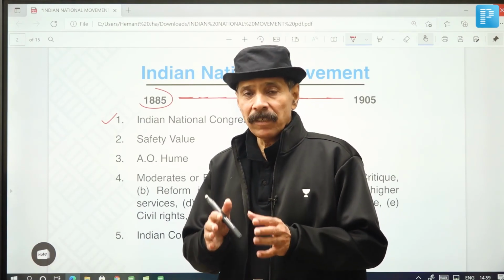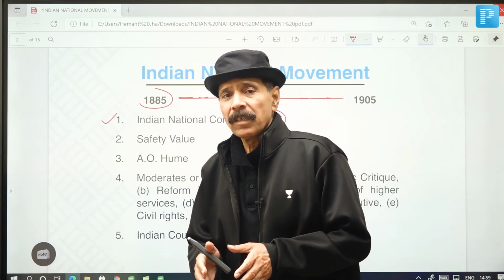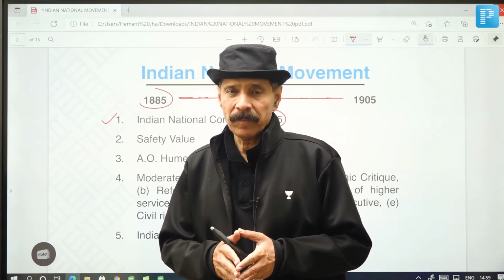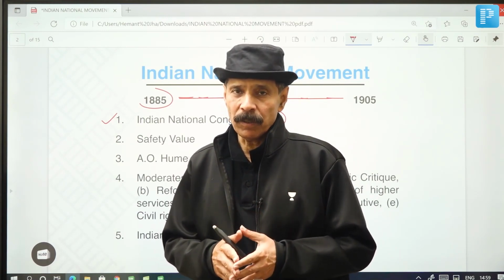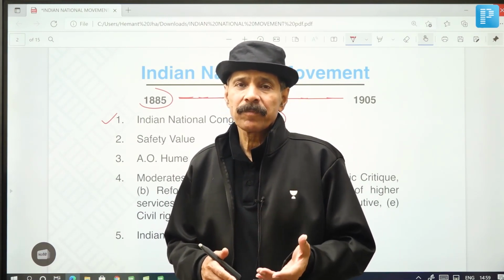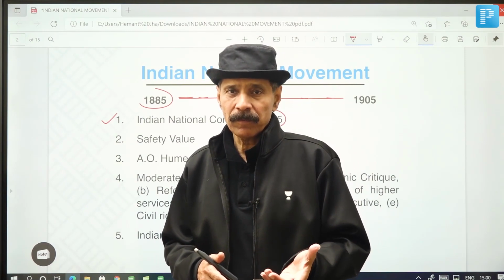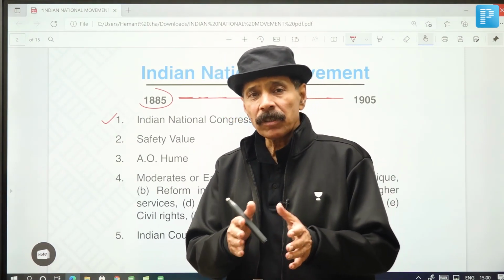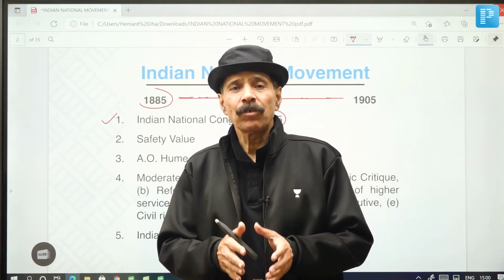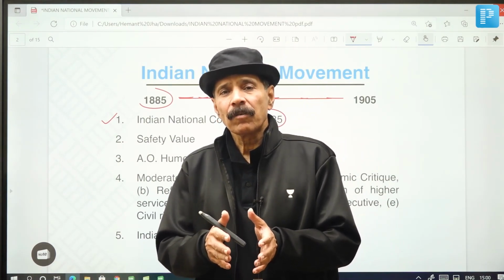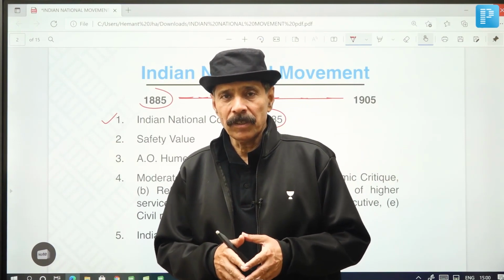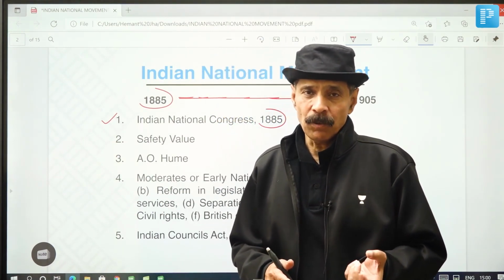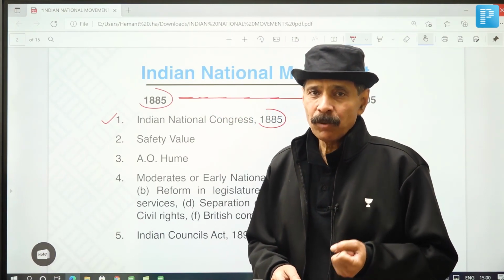And the idea here is that the political organizations that emerged before the Indian National Congress provided a ground for the foundation of the Indian National Congress. In fact, the process of the rise of modern political organization culminated in the foundation of the Indian National Congress in 1885. So take a look.